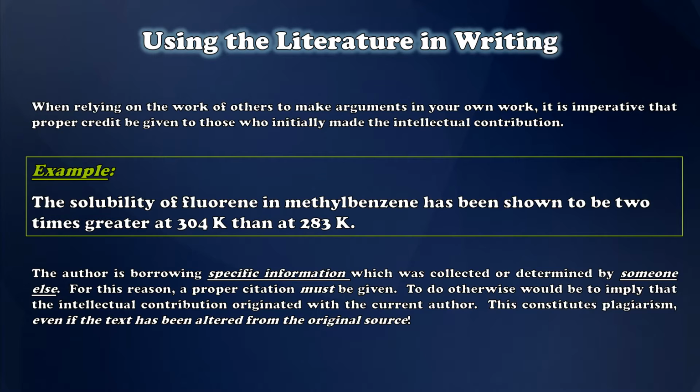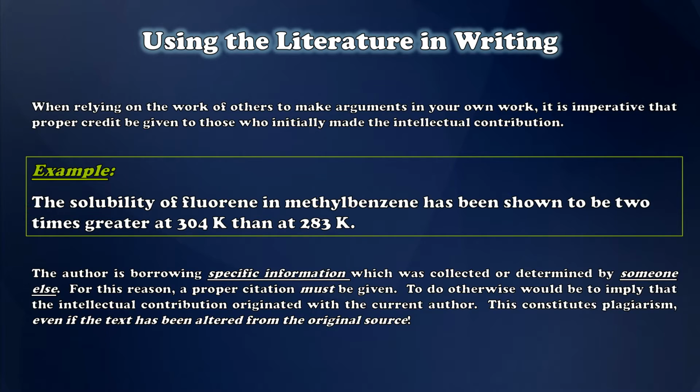So when do we need to invoke the chemical literature in our writing? Well, the shortest answer to this is that when we rely on the work of someone else to make an argument, we have to give that person proper credit for their original ideas. And there's an example here in the middle of the screen. Let's say that you wrote this in a paper.